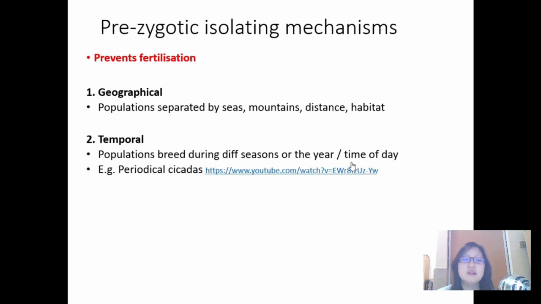So number two, it could be temporal. Again, in this situation, populations breed during different seasons or different year or different time of day. And therefore, they don't meet and therefore cannot mate. And an example of this is in periodical cicadas.